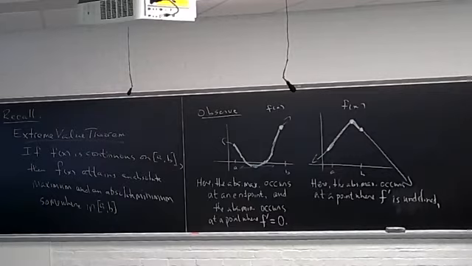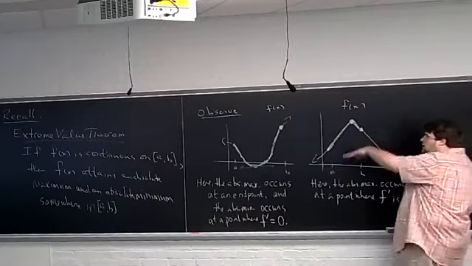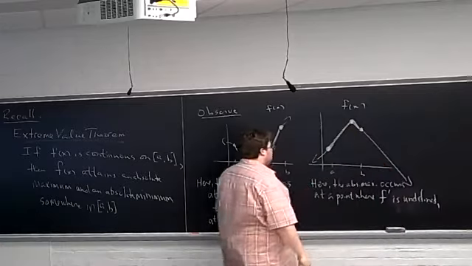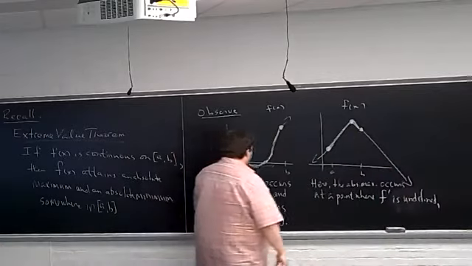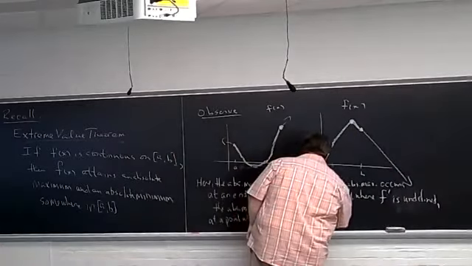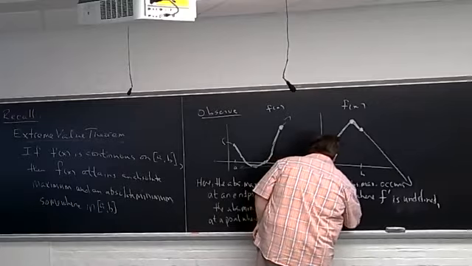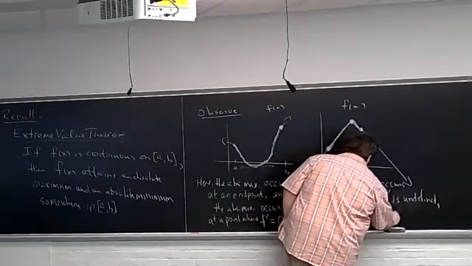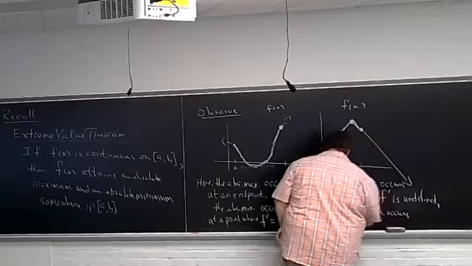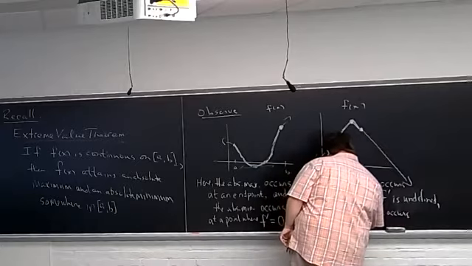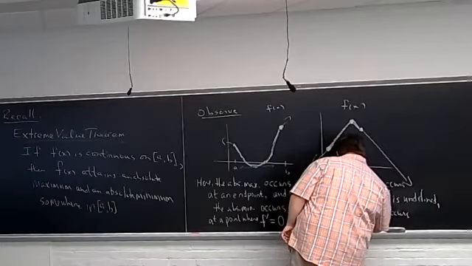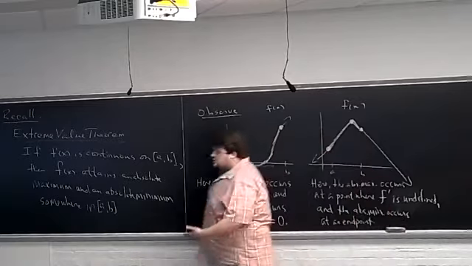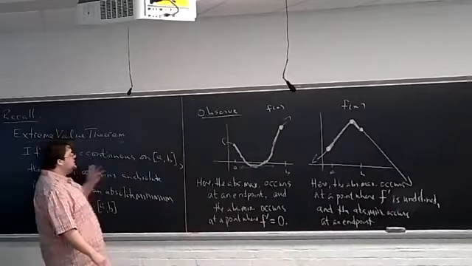And what about the lowest point? Well, the lowest point on this interval occurs down here at point A, so at an endpoint. And the absolute minimum occurs at an endpoint. So the extreme value theorem is nicely illustrated.